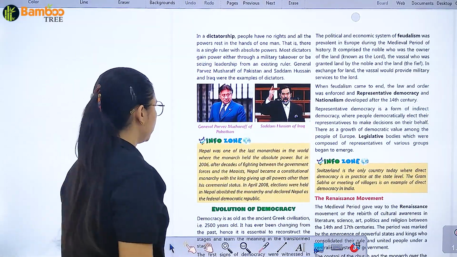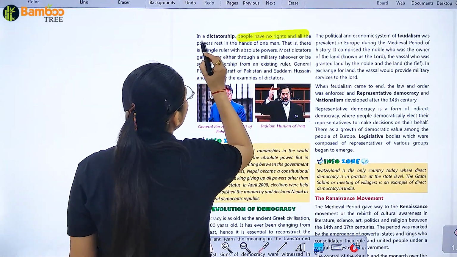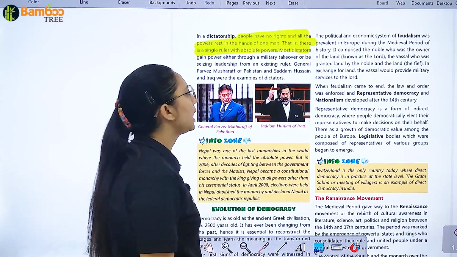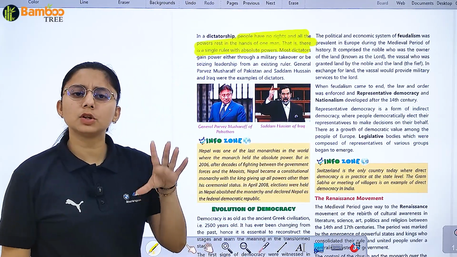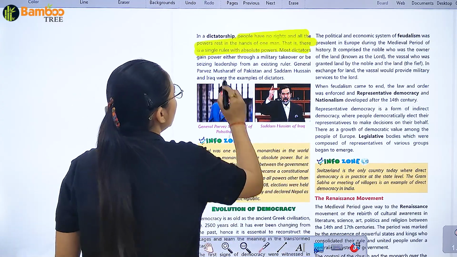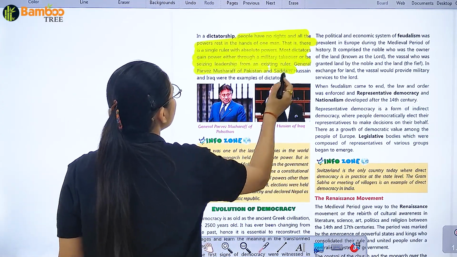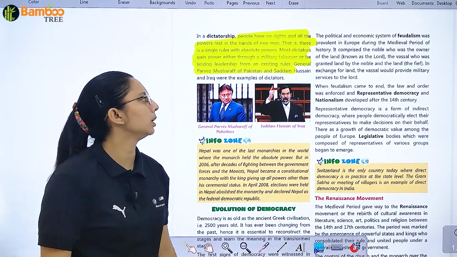Next is dictatorship. People have no rights and all the power rests in the hands of one man. There is a single ruler with absolute power. एक ही single ruler था और उसकी जो power है वो क्या है, absolute. Most dictators gain power either through a military takeover or by seizing leadership from an existing ruler.